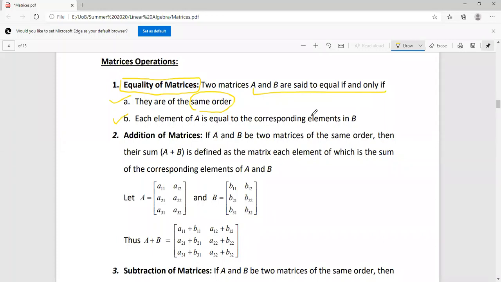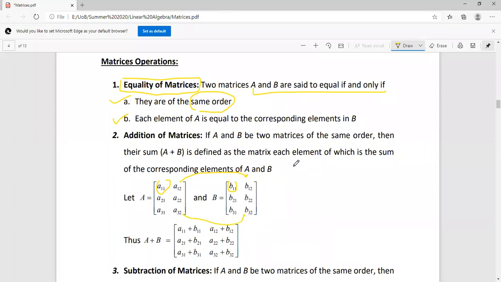So it's not that if there are, let's say, 6 elements, 1, 2, 3, 4, 5, 6, and the other matrix also has the same elements but in a different arrangement, we will call them equal matrices. The first entry A11 should be equal to the first entry B11. Similarly, A12 should be equal to B12, and A32 should be equal to B32. Then we will call them equal matrices.